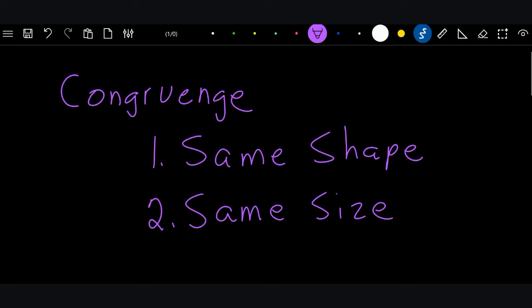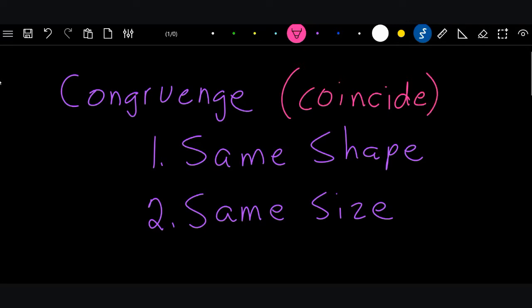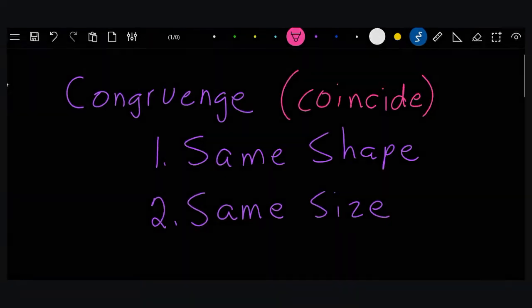Now, the technical definition is this. They must be able to coincide. Now, what does it mean to coincide? We've already talked about this, I believe. The concept of coinciding is being on top of each other. In other words, they need to take up the exact same space.